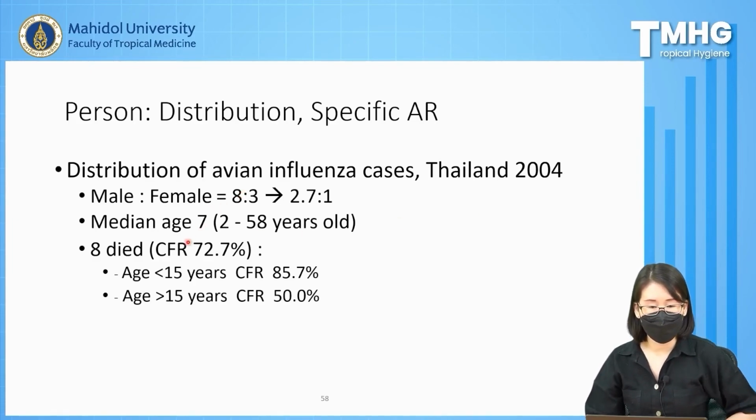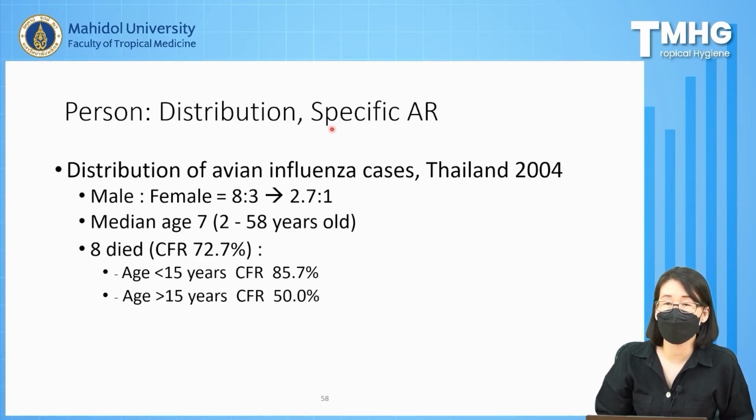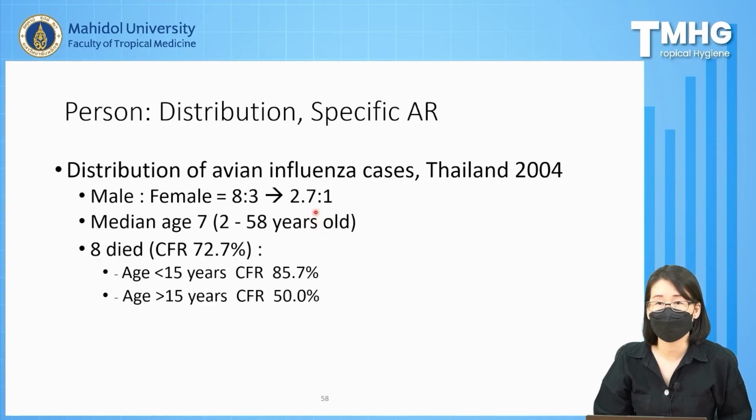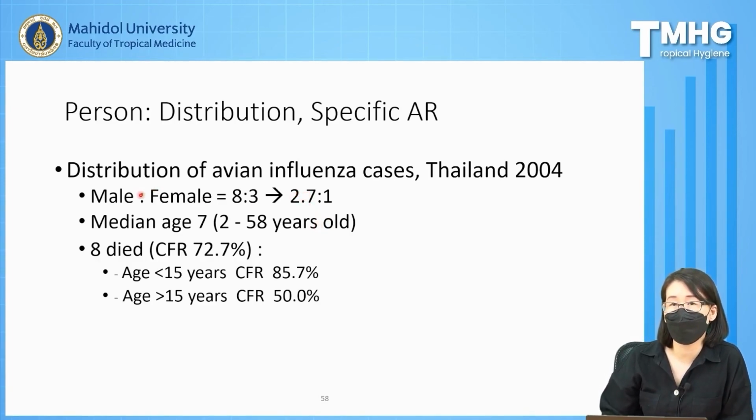So for person, you can do distribution and specific attack rate. This is an example of avian influenza cases in Thailand. At that time, the male to female ratio was 2.7 to 1. It means that for one female case, you get 2.7 male cases. So avian influenza makes problems with males more than females, right?